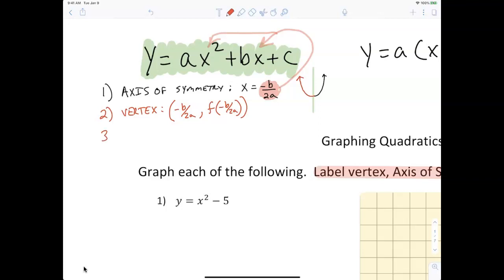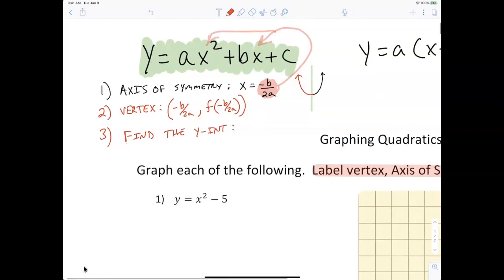Question number 3, the last main thing, is you're going to find the y-intercept. And what exactly is the y-intercept? The y-intercept is always (0, c). Now, why is that the y-intercept? Because to find the y-intercept, remember that x equals 0. So if I were to plug 0 in, I would just get what?